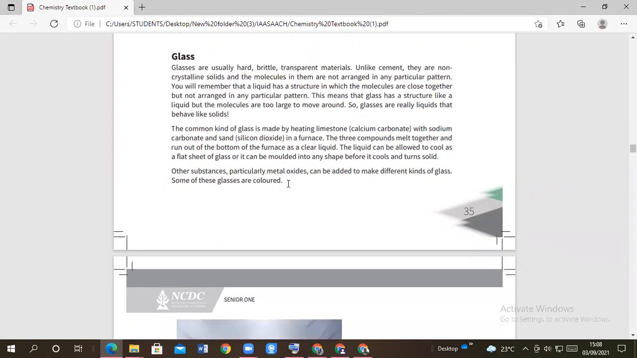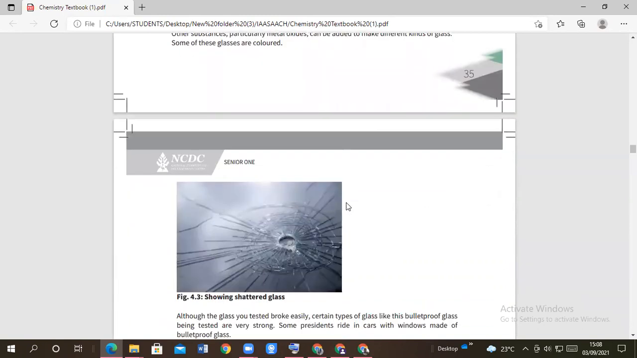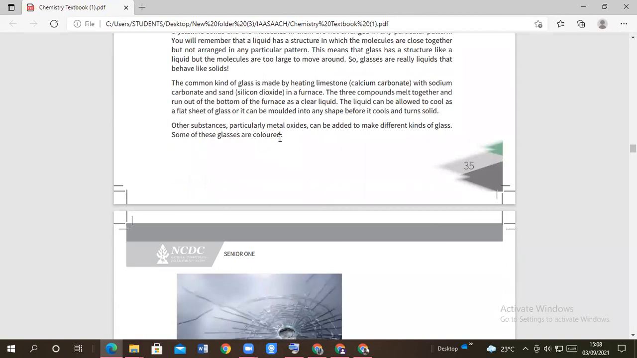So other substances, pure, particularly metal oxides, can be added to change it. You can also use some color to change the appearance. So they say this can be added to make different kinds of glass. Some of these glasses are colored, particularly because of this metal oxide.